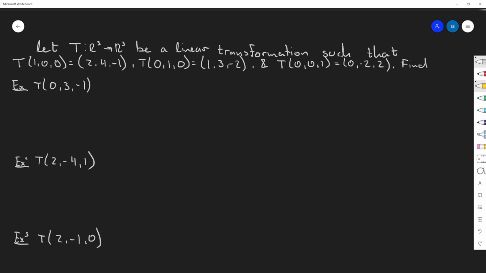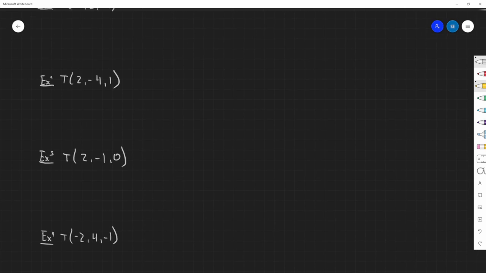Let the function T go from R3 to R3 and be a linear transformation such that T of (1, 0, 0) is equal to (2, 4, -1), T of (0, 1, 0) is equal to (1, 3, -2), and T of (0, 0, 1) is equal to (0, -2, 2). We are told to find T of (0, 3, -1), T of (2, -4, 1), T of (2, 1, 0), and then T of (-2, 4, -1).